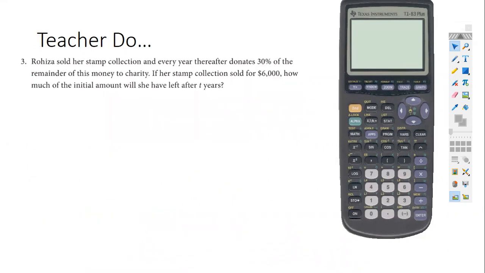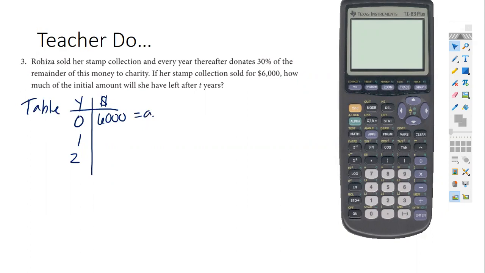All right. Now, next one, we have Rohiza sold her stamp collection and every year thereafter donates 30% of the remainder of this money to charity. If her stamp collection sold for $6,000, how much of the initial amount will she have left after T years? Okay. So if we were to make a table of this, so these are her years, this is how much moolah she has left, right? All right. So at year 0, what was her amount she made? 6,000, right? And we want to know if this pattern was to continue, what would happen, right?